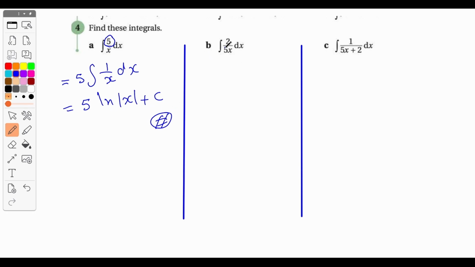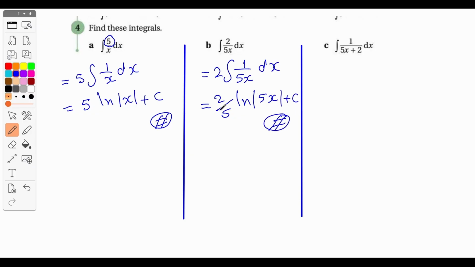This one, as we did here, you can take this 2 outside. The integral of 1 over 5x dx. Because here we have ax, so you should divide by this 5. So 2 over 5 ln of the modulus of 5x plus c. So this 2 outside, and because of ax, you have to divide by this a. 2 over 5 ln of the same function, 5x plus c.